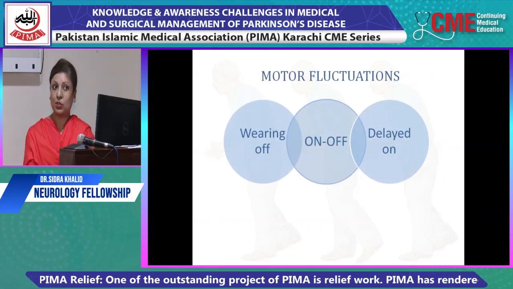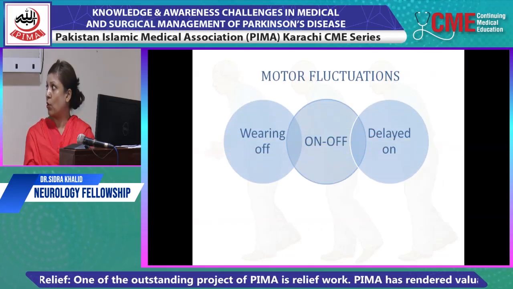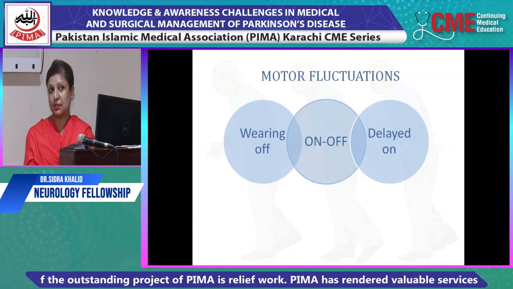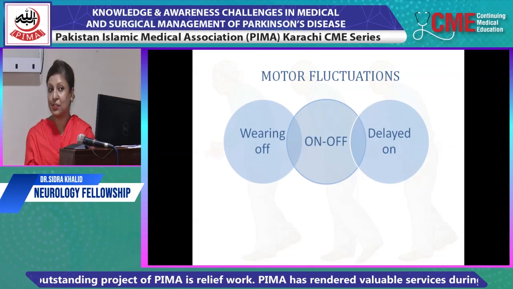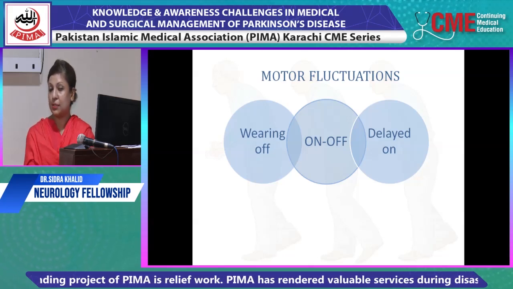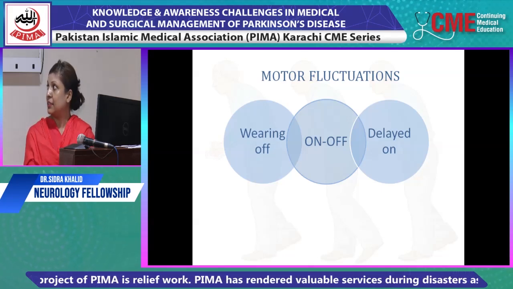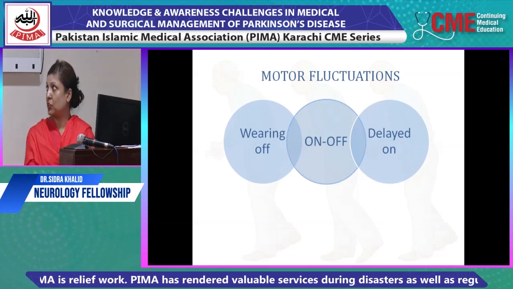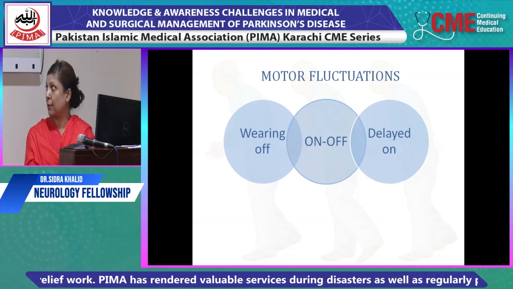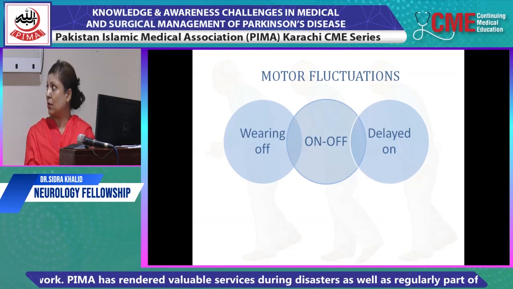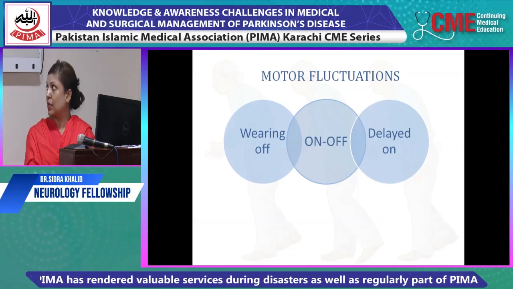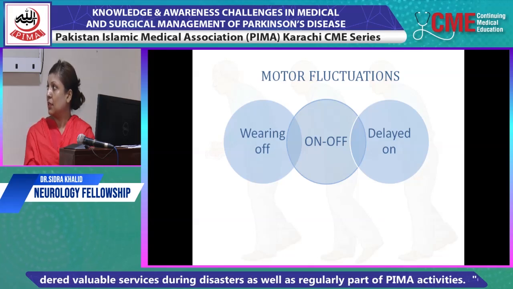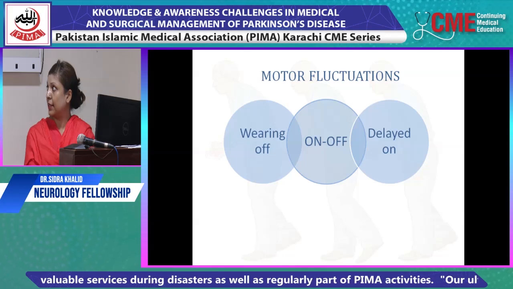So the common motor fluctuations are wearing off, on and off, and delayed on. Wearing off means that the symptoms reoccur before the next dose and the therapeutic window has been narrowed. On and off is the resurgence of symptoms; even if the therapeutic level is there, the patient still experiences off time, that is freezing episodes. While in delayed on, the symptoms do not resolve at the given schedule, or the time of onset of the medicine increases and it has been delayed.